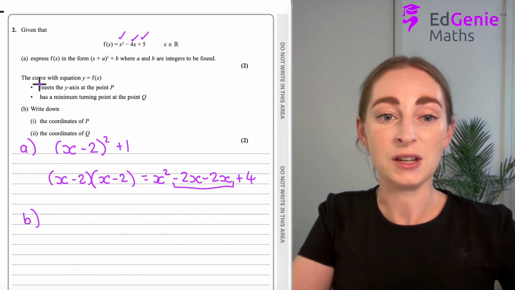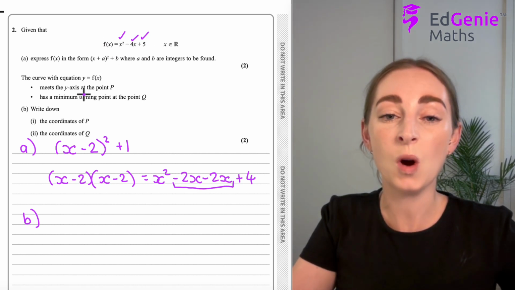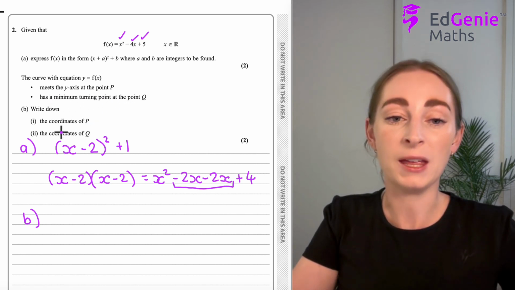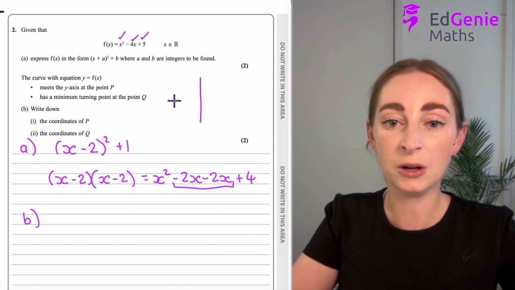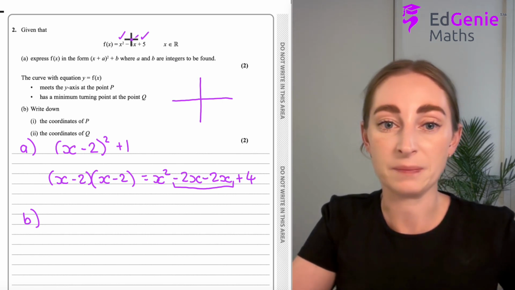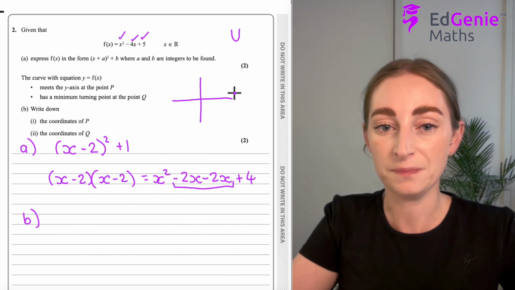Then it says the curve with the equation, so this curve, meets the y-axis at point P, and it has a minimum turning point at the point Q. Find the coordinates of P and the coordinates of Q. I'm just going to do a really quick sketch, just so I can see what we're doing. It's positive x squared, so we know it's going to be this kind of shape.